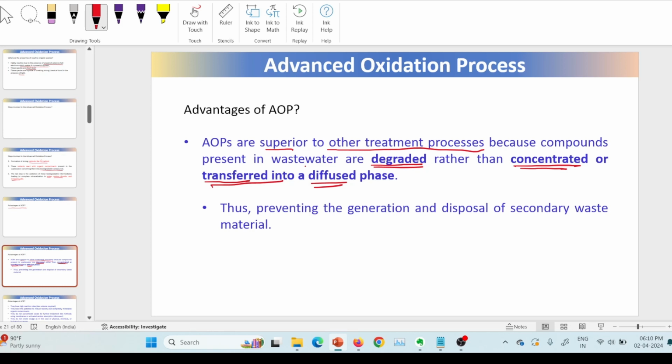And if we see other processes, like if you want to remove some gases from the water, it will be diffused into air. But in this case, it is degraded completely, thus preventing the generation and disposal of secondary waste material. So there is no secondary waste material in advanced oxidation process.